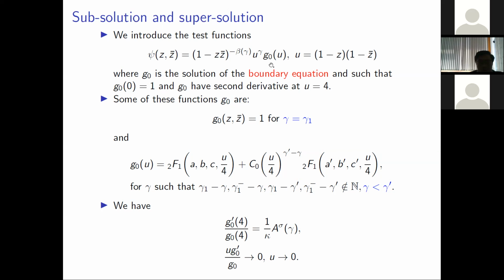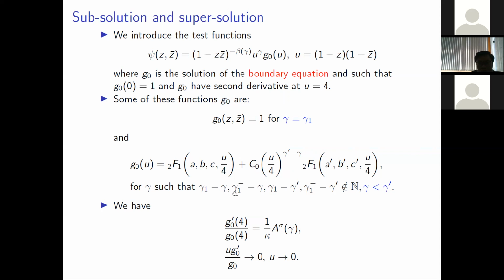So as G0 satisfies the condition, there are two subclasses which are important because we will use them in the analysis. The first one is that if gamma equals gamma 1, a parameter that we fix, then G0 is just the constant 1.